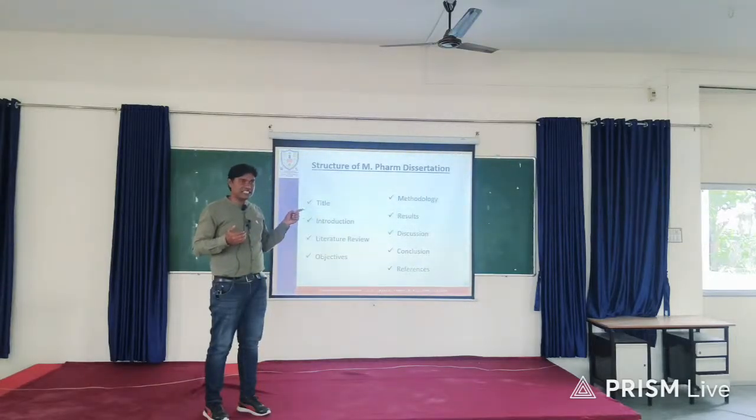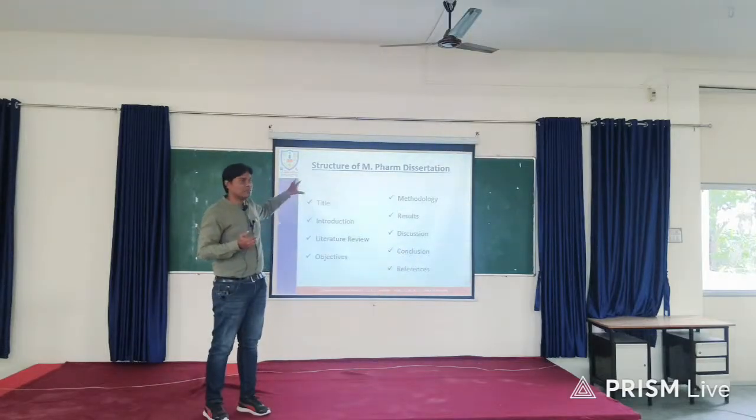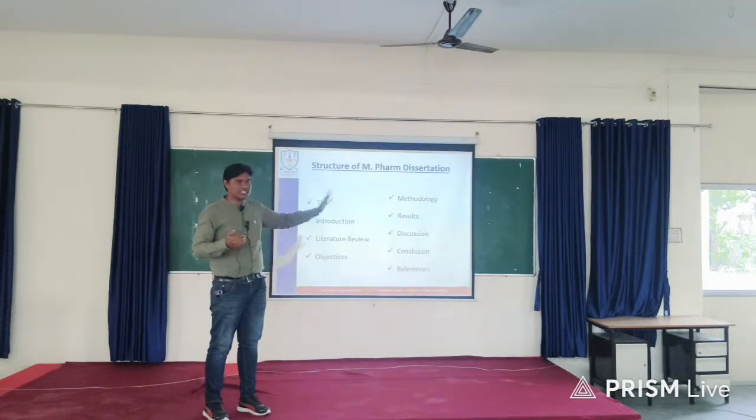So you arrive at the conclusion, from the title to the conclusion. These are the main steps which you are supposed to follow. Don't jump directly into conclusion, don't jump directly into results. It is all in a sequence. Come in a sequence, then only you will be able to arrive at the conclusion.